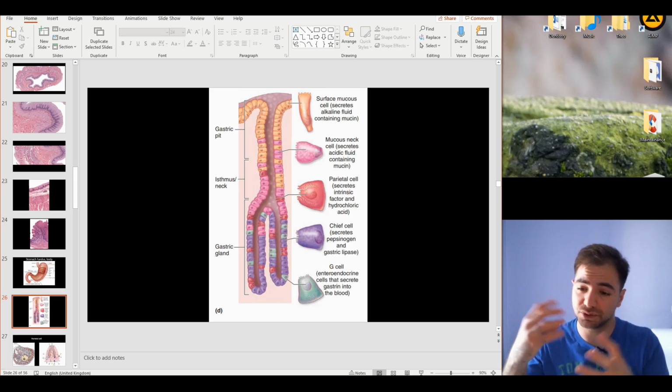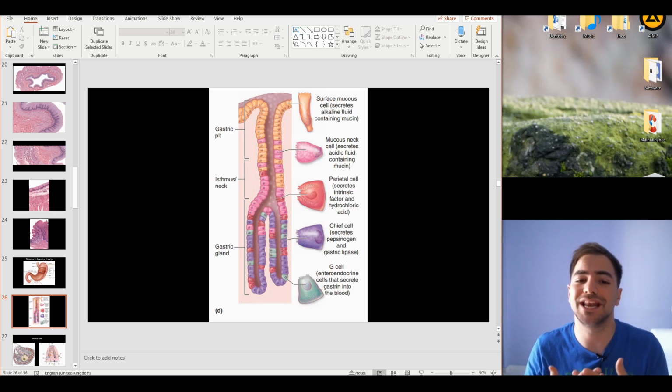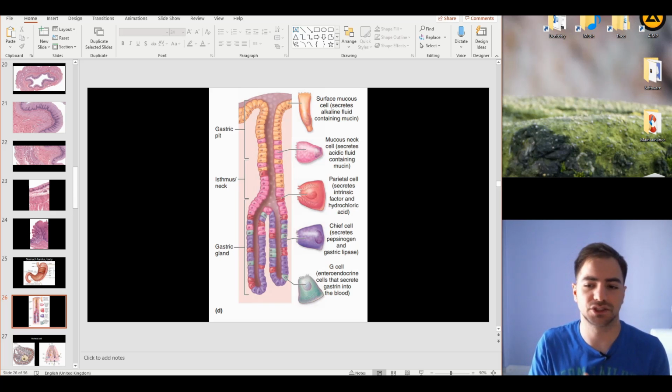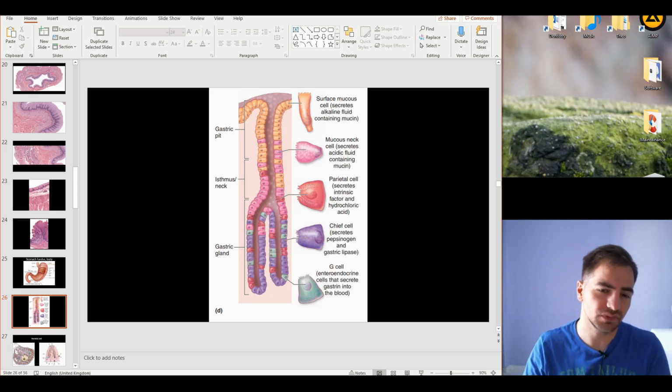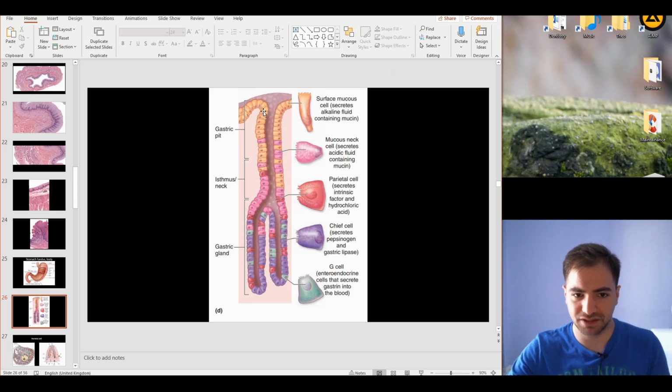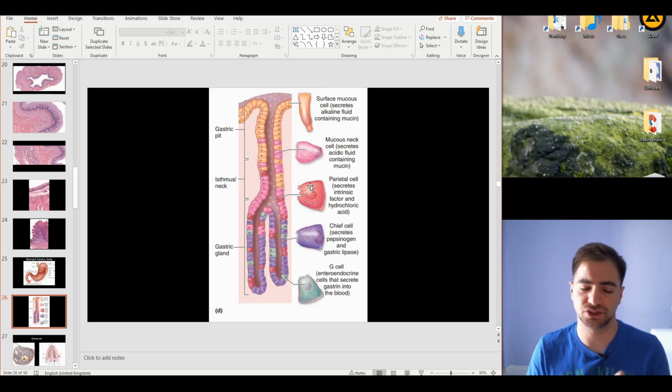Exactly beneath and interspersed with them, we're going to find mucous neck cells. These are again cells that produce mucus, but the difference is that this is an acidic fluid containing mucin. Now, exactly beneath the surface part of the gastric pit, we're going to find the isthmus, the neck of the gastric pit. This is a very important structure, because here, in fact, we'll find the stem cells, the precursor cells of all the different cells that we're going to find inside the gastric pits.